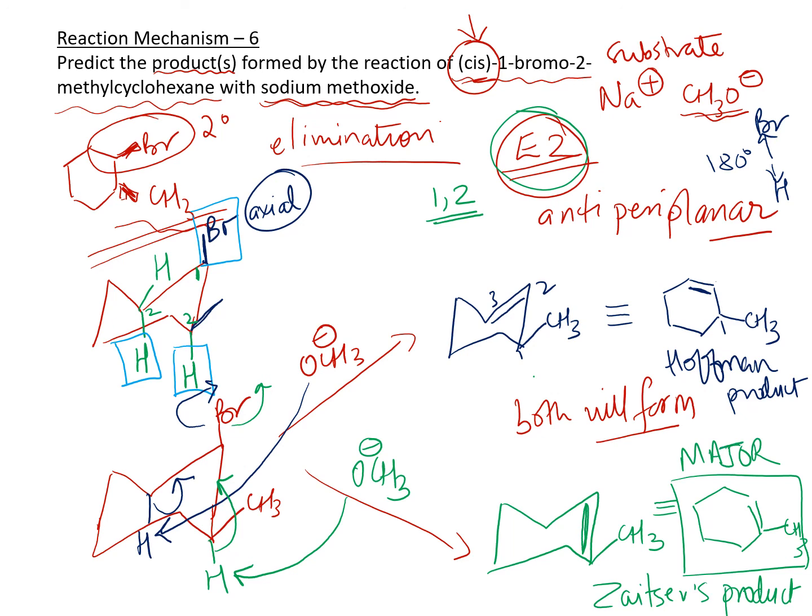So again, this question was essentially about anti-periplanar elimination, and anti-periplanar eliminations are usually going to be for E2 elimination, not for E1, because E1 is carbocation based.